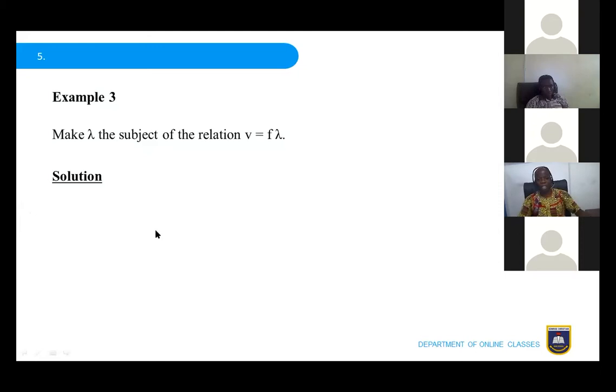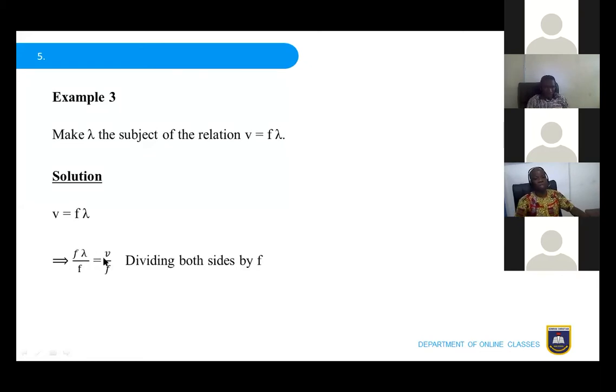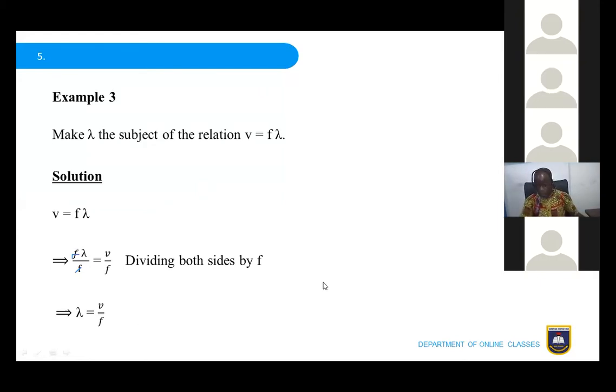So let's compare our answers. Yes, we have the original equation, and you can also rearrange it. If you rearrange, you have F lambda equal to V. Now we are looking for lambda, so you divide through the number sitting in front of lambda, and that is F. If you divide through, this F in front of lambda will cancel this F. So you are now left with lambda at the left side of the equation. By dividing both sides by F and simplifying, we have lambda equal to V over F. Do you understand that?